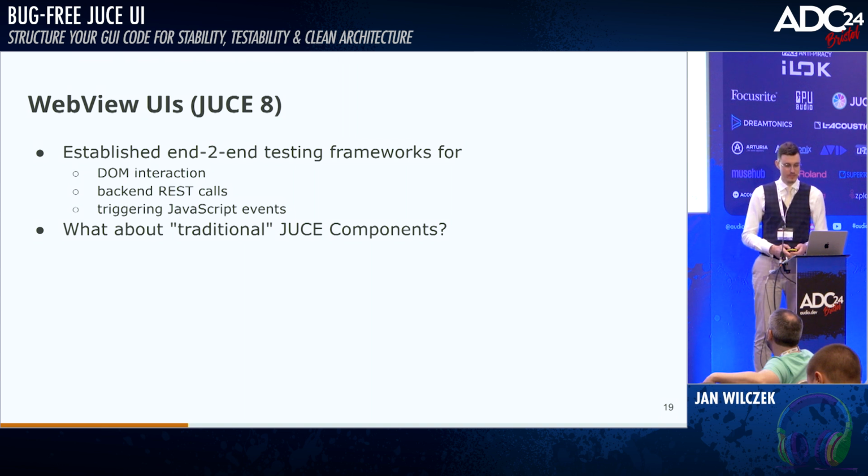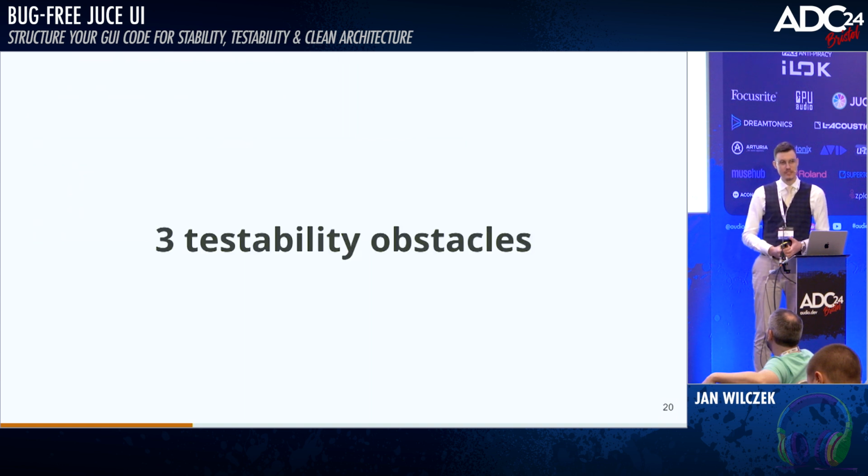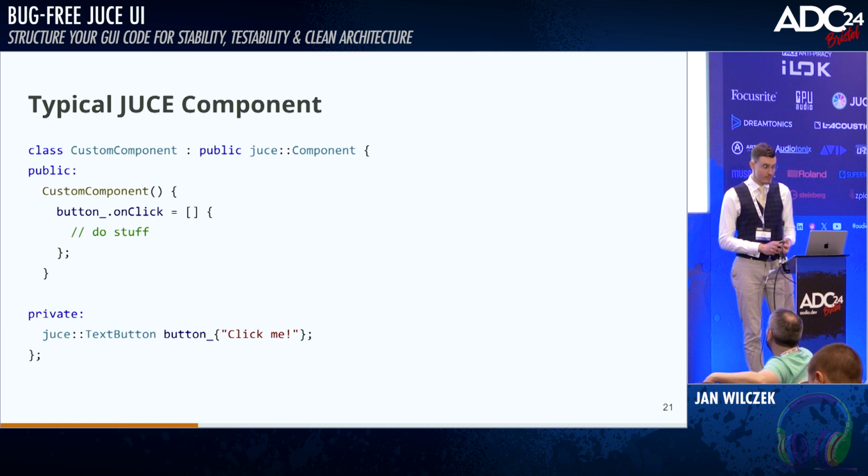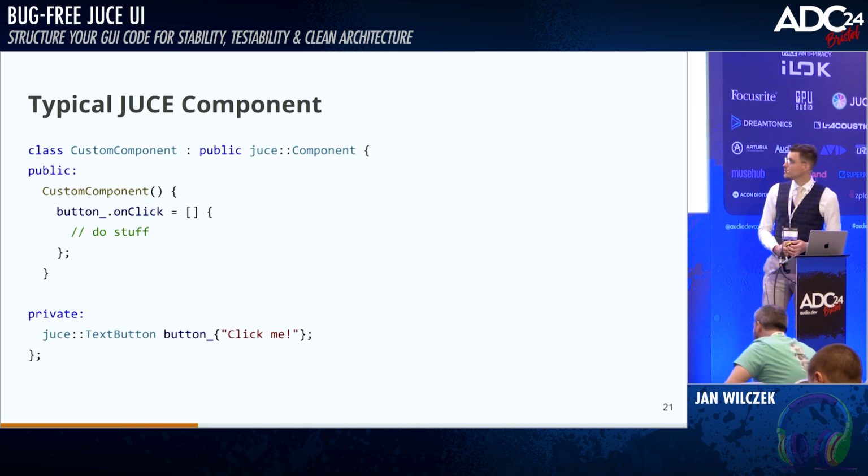So what to do about this? And in my opinion, there are 3 main obstacles that prevent us from properly testing JUCE components. Let's take a look at a typical JUCE component. Here we have some component that has a button as its private member, and in the constructor, it sets the handler for what happens on click.